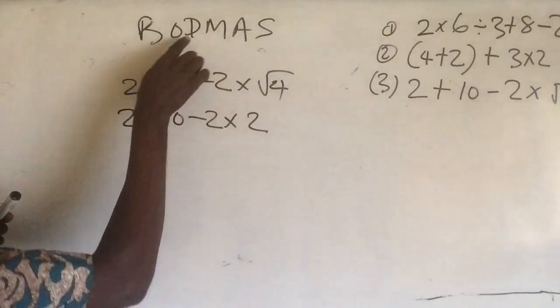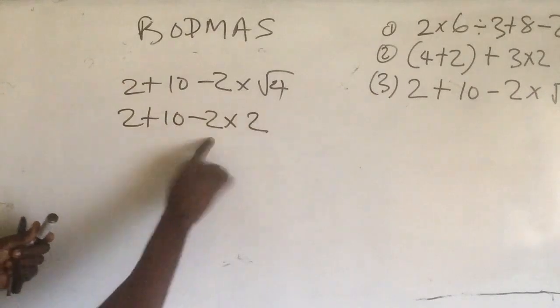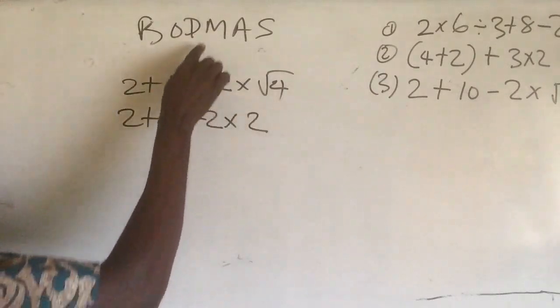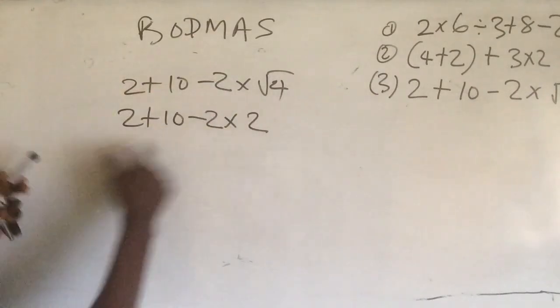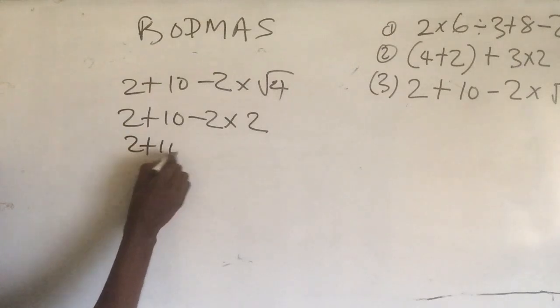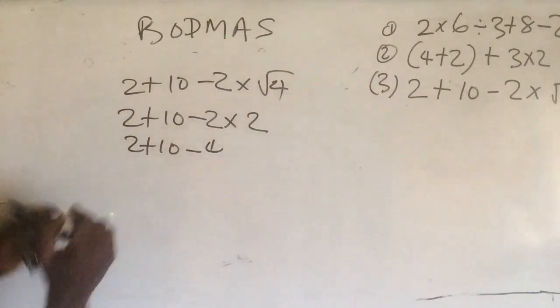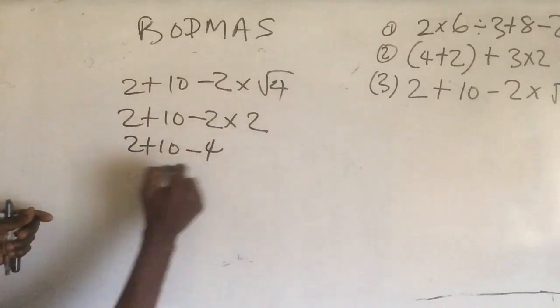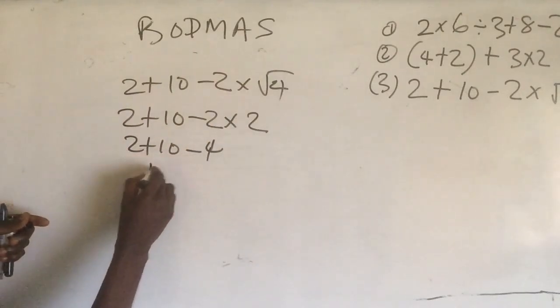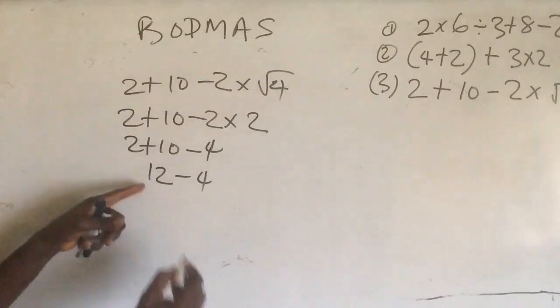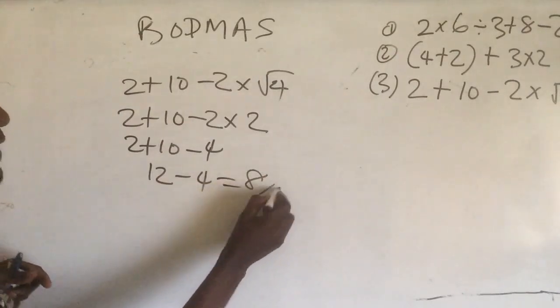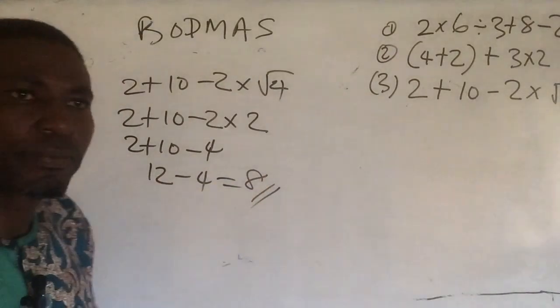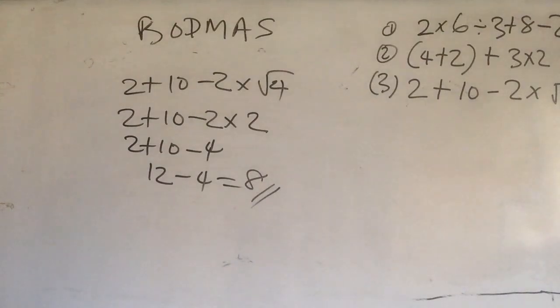Now we'll move again. Is there division? No, there's no division here. We'll leave it. Is there multiplication? Yes, there's multiplication here. We now have 2 plus 10 minus 2 times 2, which is 4. We'll continue. Addition. Is there addition here? Yes. 2 plus 10 is 12 minus 4. The last thing is 12 minus 4. The answer is 8. Final answer. So that is the final thing here.